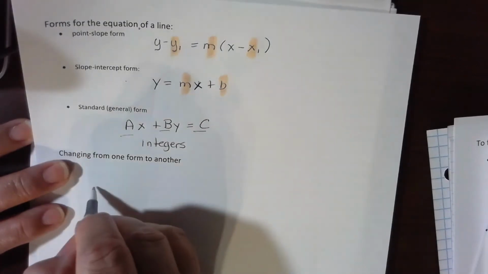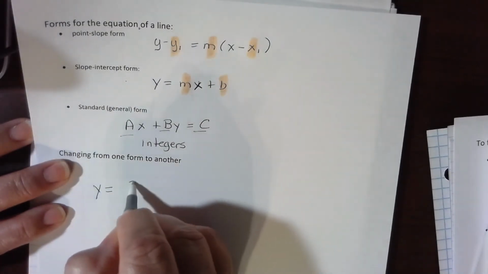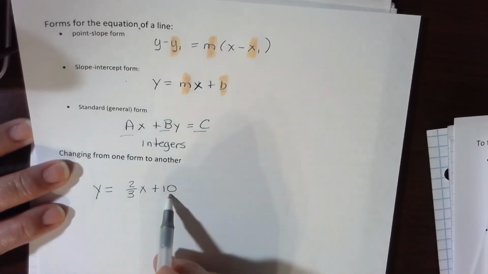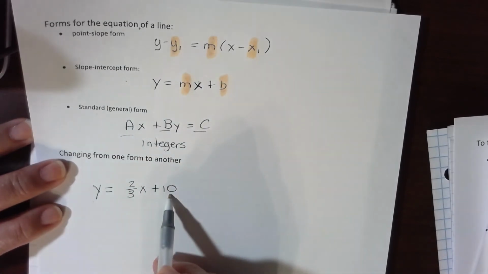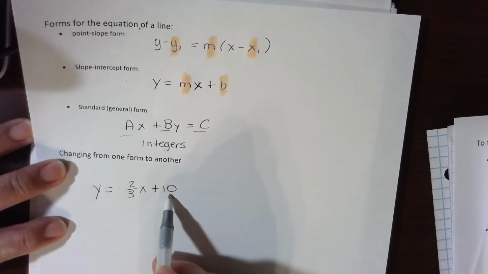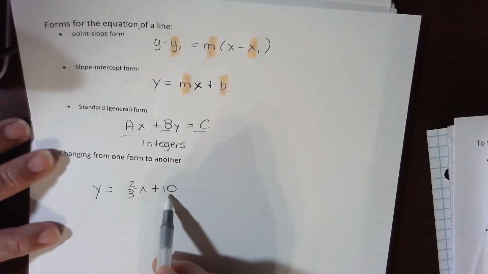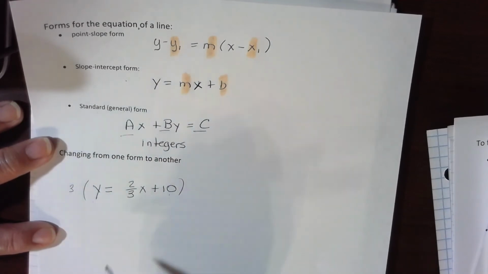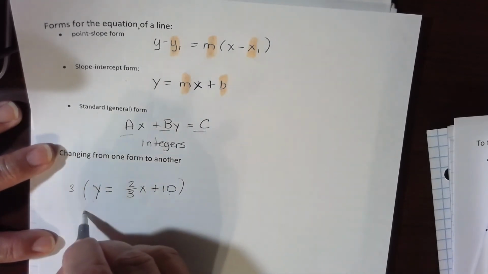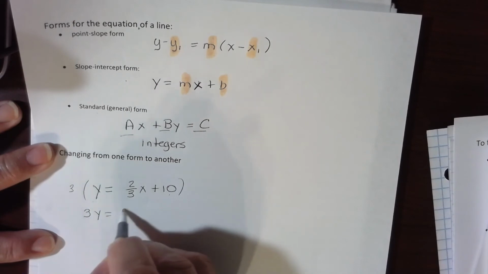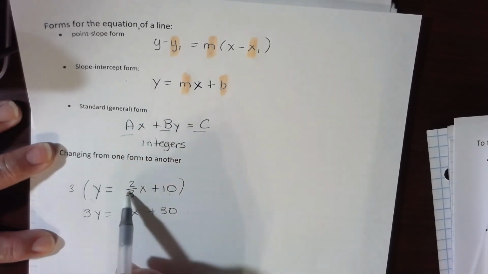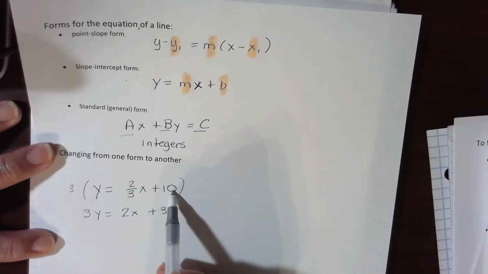So let's say you were given something, y equals 2/3 x plus 10. Well, that's in slope-intercept form. And suppose you were asked to put that in standard form. Well, the first thing you would do is multiply by 3 to get rid of the fractions. So 3y equals 2x plus 30, multiplying every term by 3.